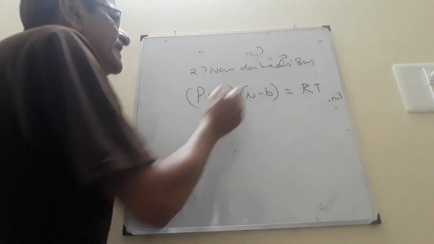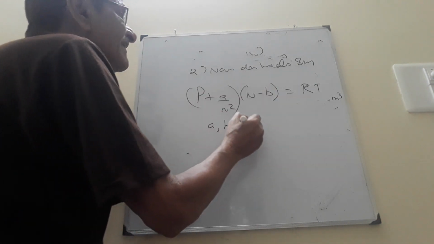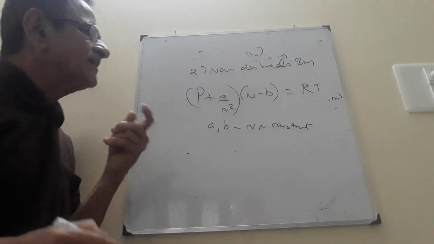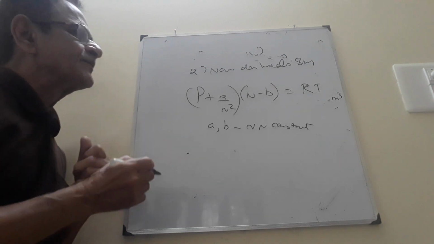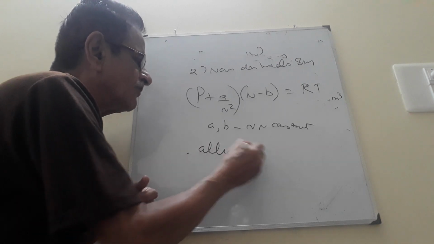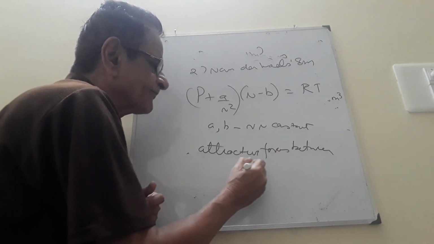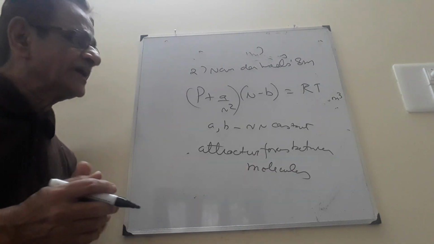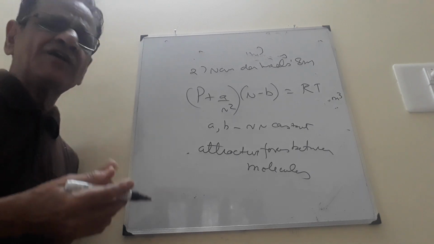Here A and B are called van der Waals constants. This van der Waals equation takes into account the attractive forces between molecules. It does not consider the repulsive forces. It considers only the attractive forces between the molecules. So, the van der Waals equation is a correction of the ideal gas law.